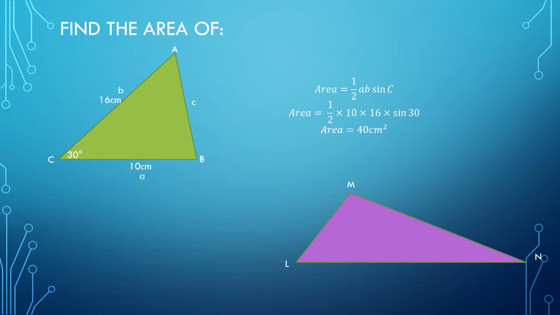Okay, next one. I've got a triangle here, a kind of pinky triangle. And this time I'm using different letters. This time I've got L, M, and N. The information we've got is an angle of 60 degrees at N, and then the sides either side, 12 and 15 centimetres. I want to find the area. So we're just going to label our triangle. Before we launch into what we're going to do, it's always a good idea to label our triangle first.